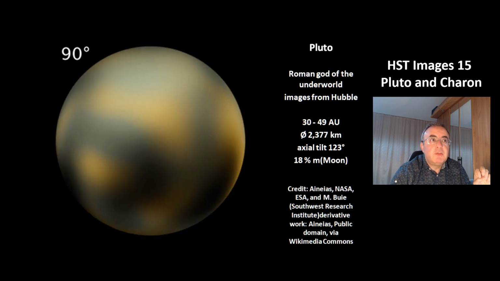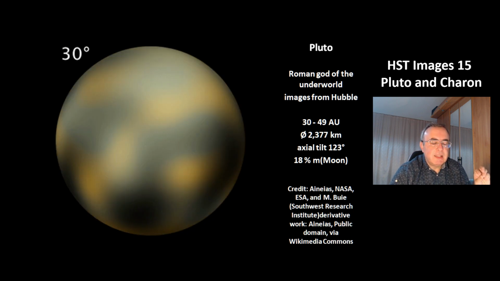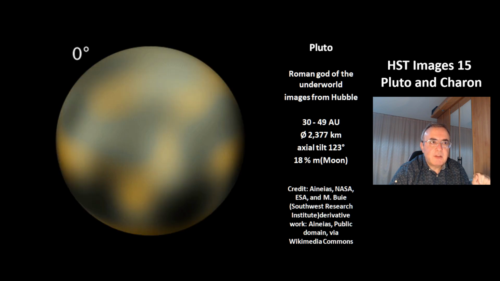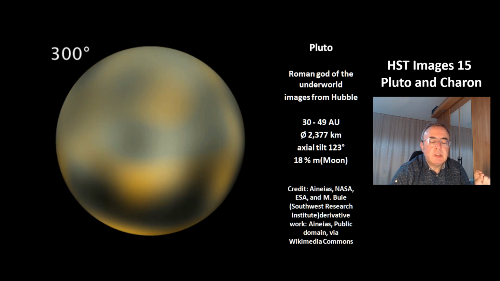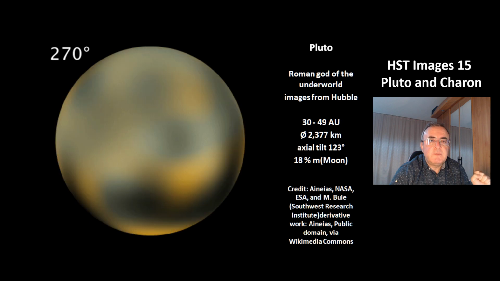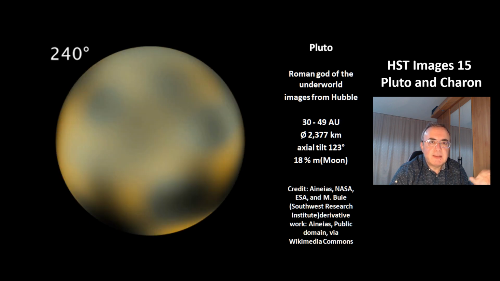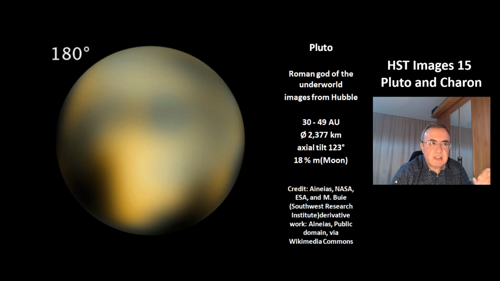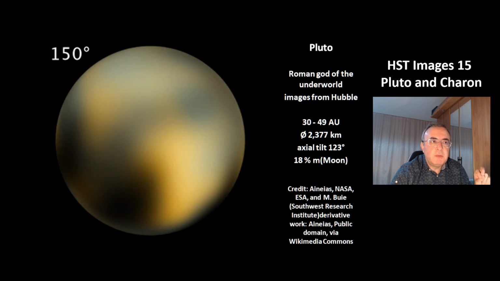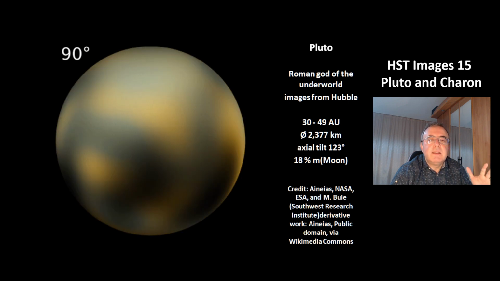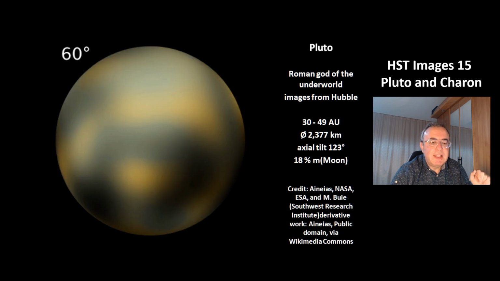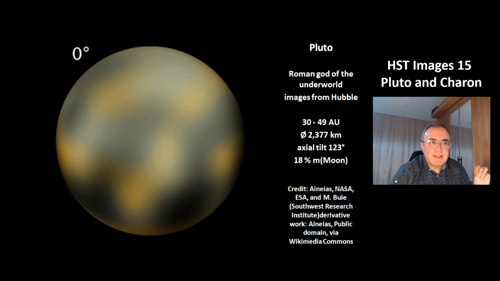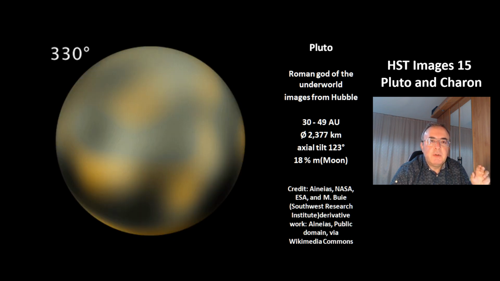Pluto is the name of the Roman god of the underworld. It is located at a distance of 30 to 49 astronomical units. One astronomical unit is 150 million kilometers, the Earth-sun distance. Pluto's diameter is 2,377 kilometers. Its axial tilt is 123 degrees. And its mass is just 18% that of Earth's moon.